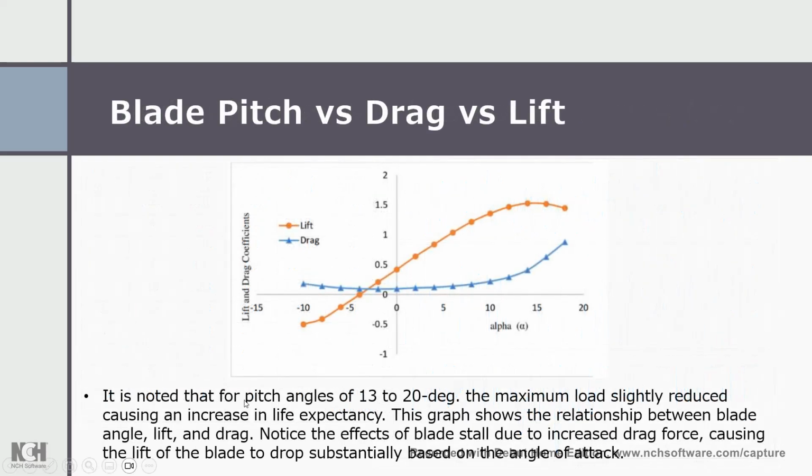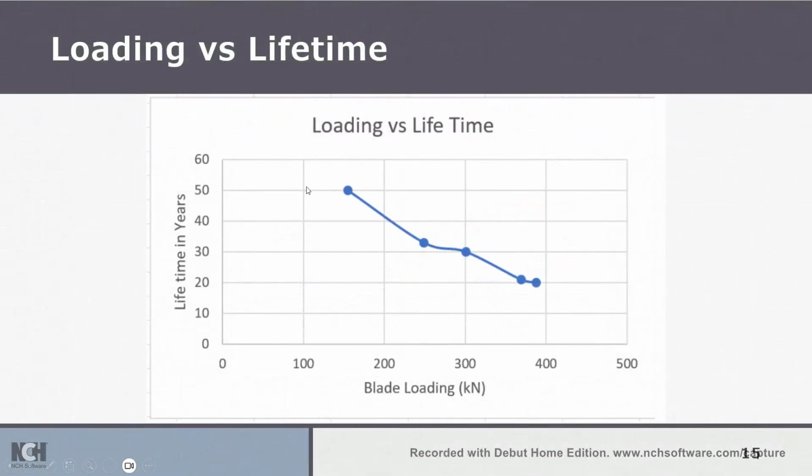So this is just a graph that directly shows how the drag is increased with your increasing angle of attack and how lift is decreasing, eventually till you get a stall, which is right about here. Okay, so this graph shows the direct correlation between blade loading and lifetime. So 50 years with a blade loading of about 175. For us, we're about 389, so we get 20 years. So, easy going graph.